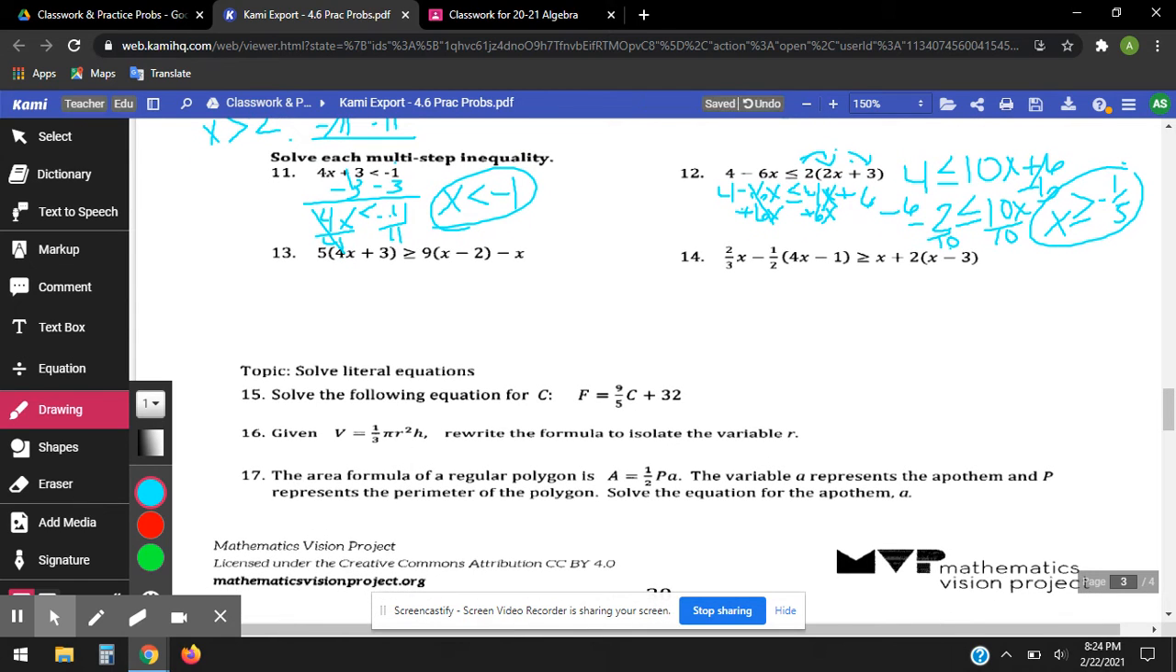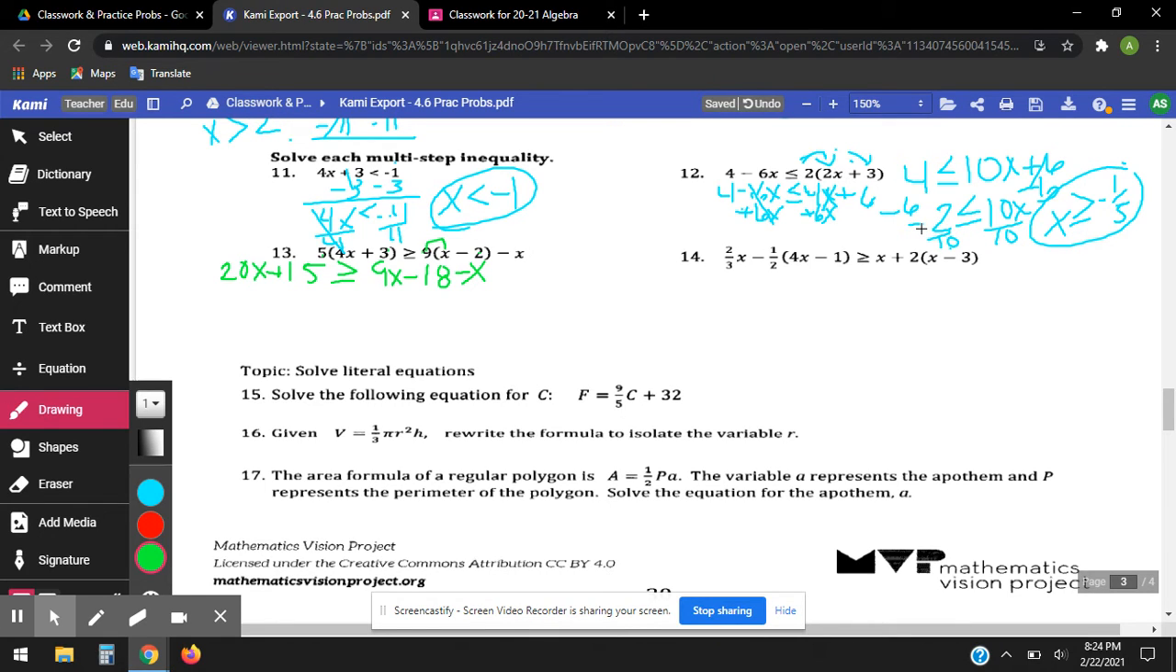Okay, 13. I want to distribute these out. So 5 times 4 is 20x plus 5 times 3 is 15, greater than or equal to 9 times x is 9x, 9 times -2 is -18, minus x.